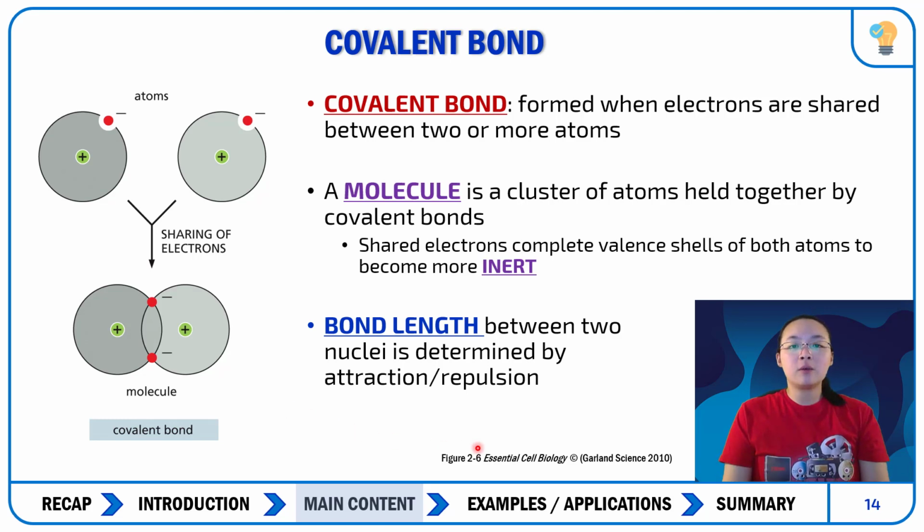Continuing on, we can consider a molecule to be a cluster of atoms that are held together by covalent bonds. So as we progress through the course, we'll slowly come to see that we worry more about covalent bonds and of course hydrogen bonds.